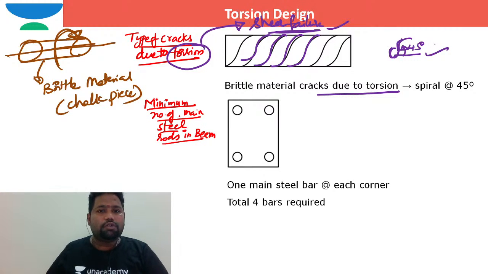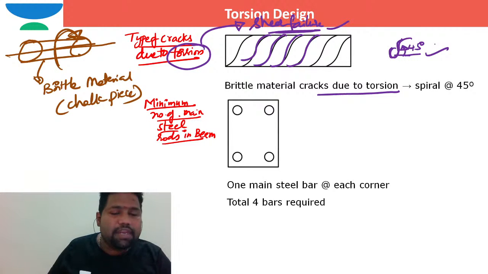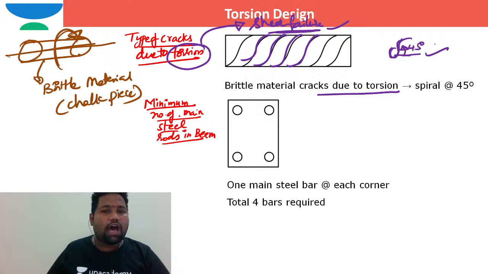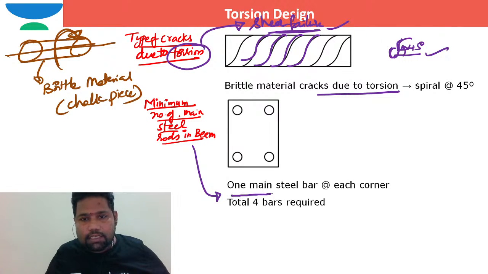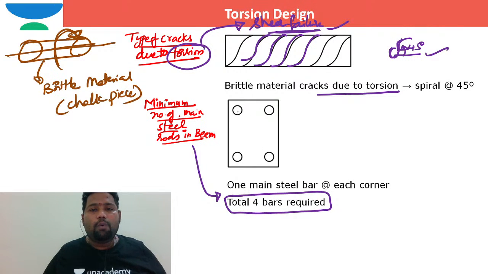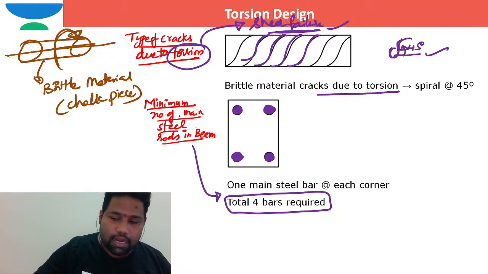Now some people will also say, sir, tell me how many steel bars are kept in a beam. Generally, the minimum number of steel bars kept in a beam is four, brother. One steel bar should be kept at each and every corner. So at least I need to provide four steel bars, one at each corner, in case of beams.